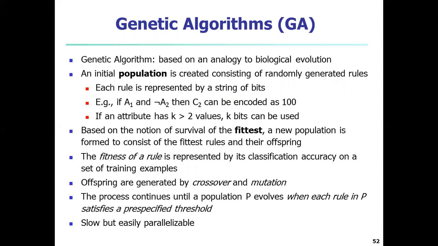By using these genetic algorithms, it follows the notion of survival of the fittest. A new population is formed consisting of the fittest rules and their offspring. So, by using these genetic algorithms, we can create consistency among the randomly generated rules.